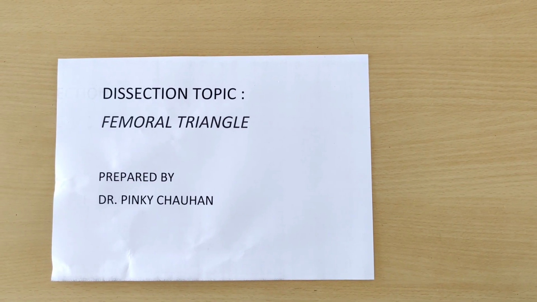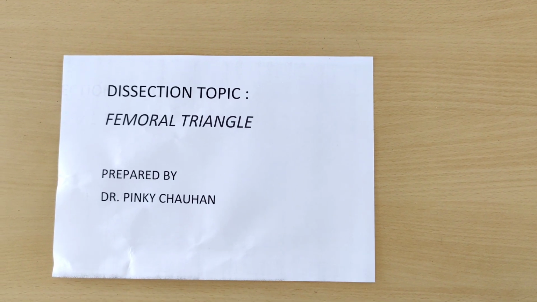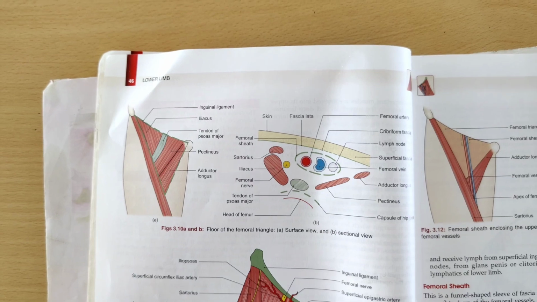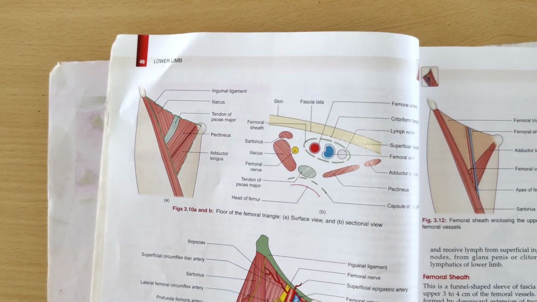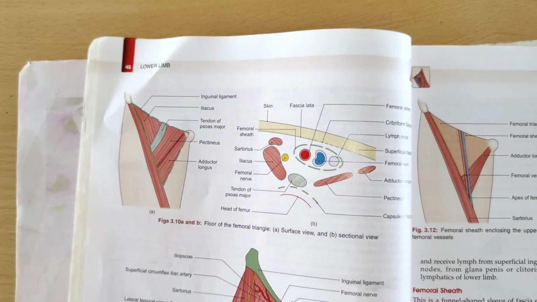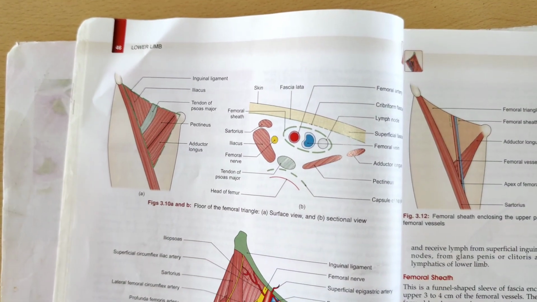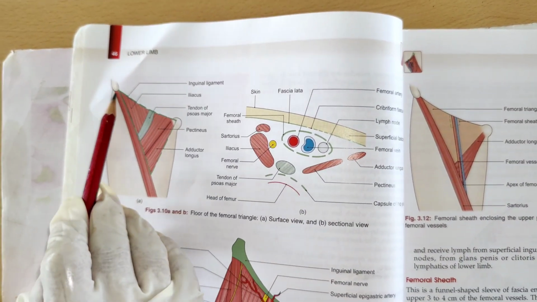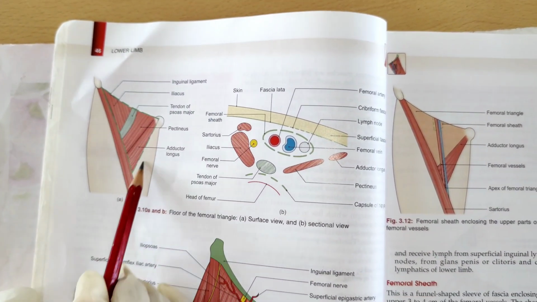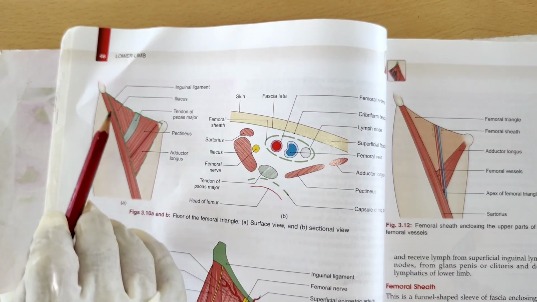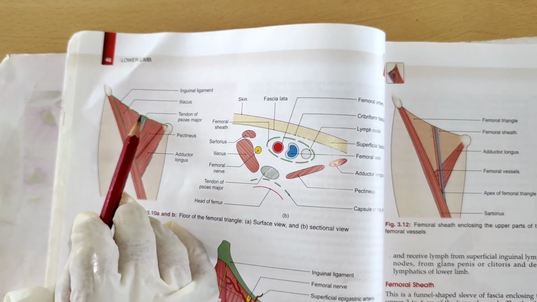Good morning students. Today we see the dissection of the femoral triangle. First we see in the book, so you will get a better idea when we see the dissected part. The femoral triangle is a triangular place that is situated in the upper 1/4 of the thigh.